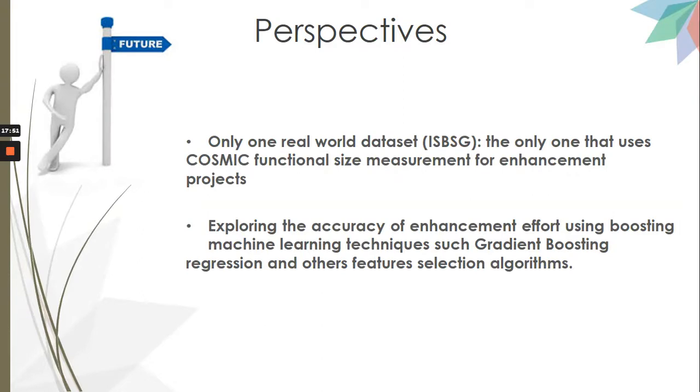Only one real-world dataset, the ISBSG, is used for experiments in our study because it is the only one that uses COSMIC functional size measurement for enhancement projects. This work will be extended by exploring the accuracy of enhancement effort using boosting machine learning techniques such as gradient boosting regression, and other feature selection algorithms.